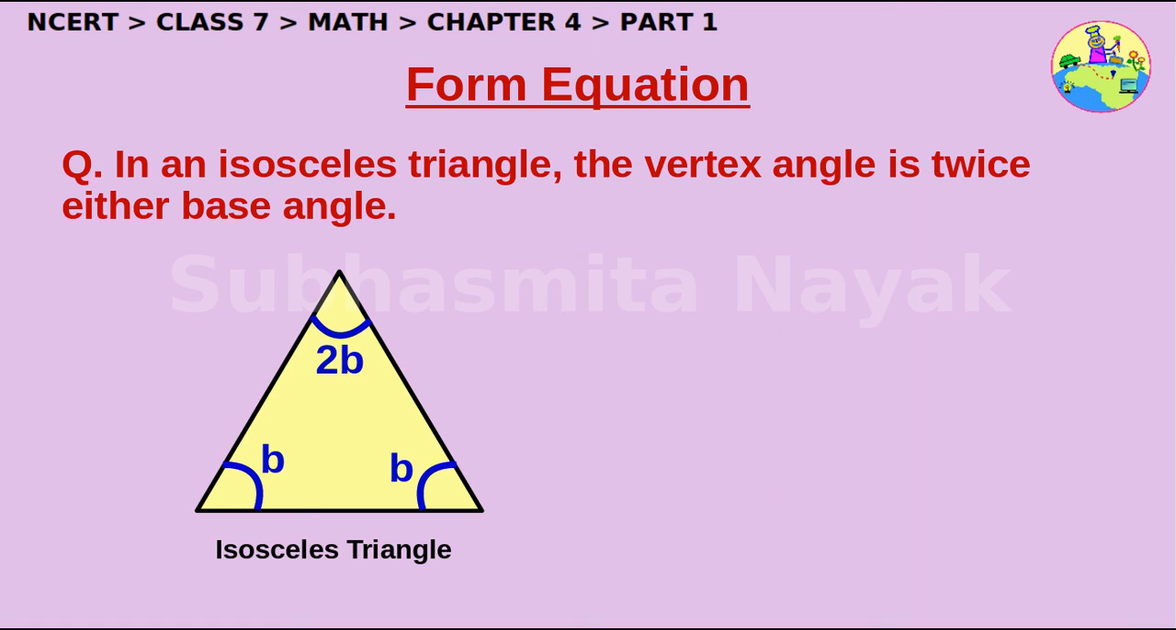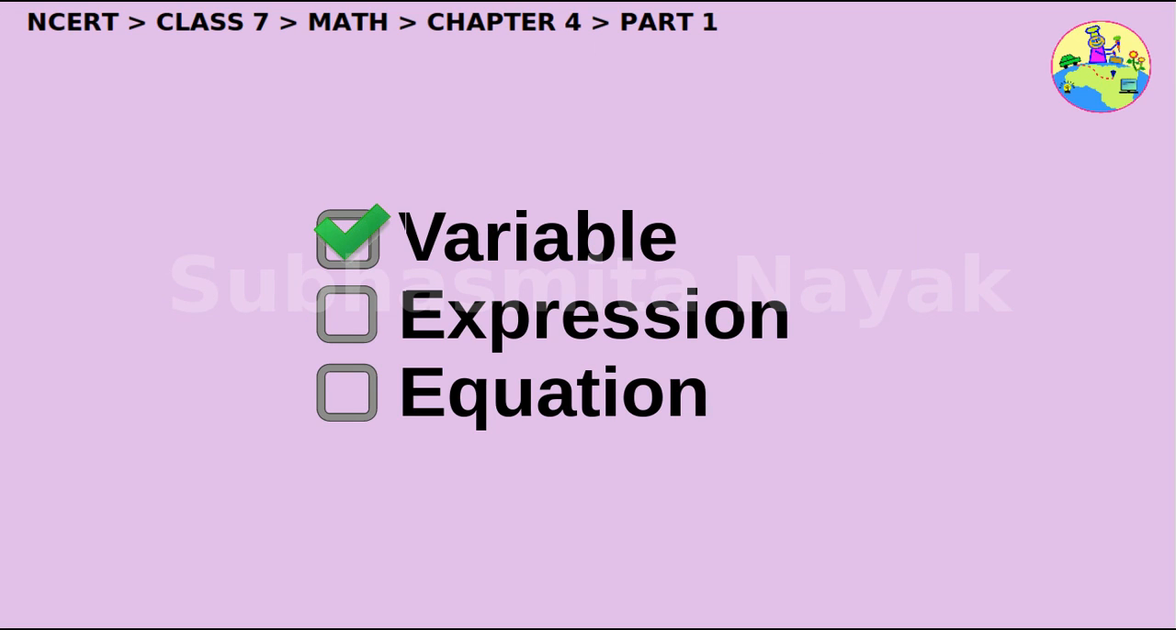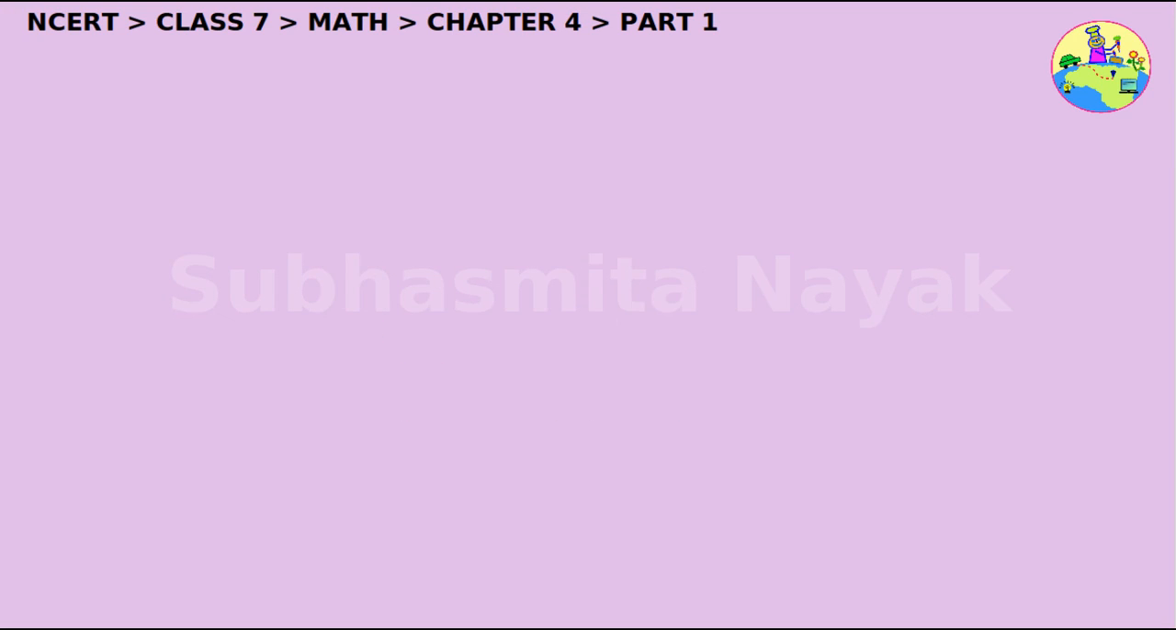Now the sum of all these three angles is 180 degrees. So b + b + 2b = 180 degrees. This means 4b = 180 degrees. Now we have learned what is a variable, what is an expression and what is an equation. Let me check your understanding now.